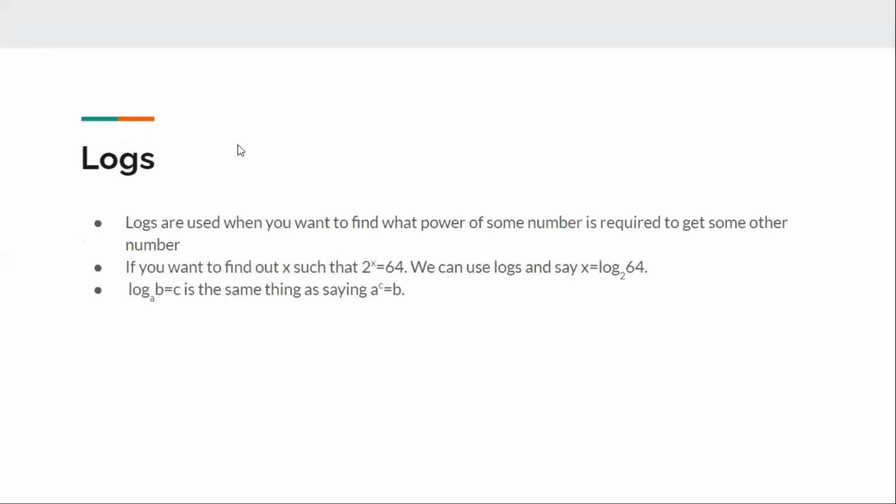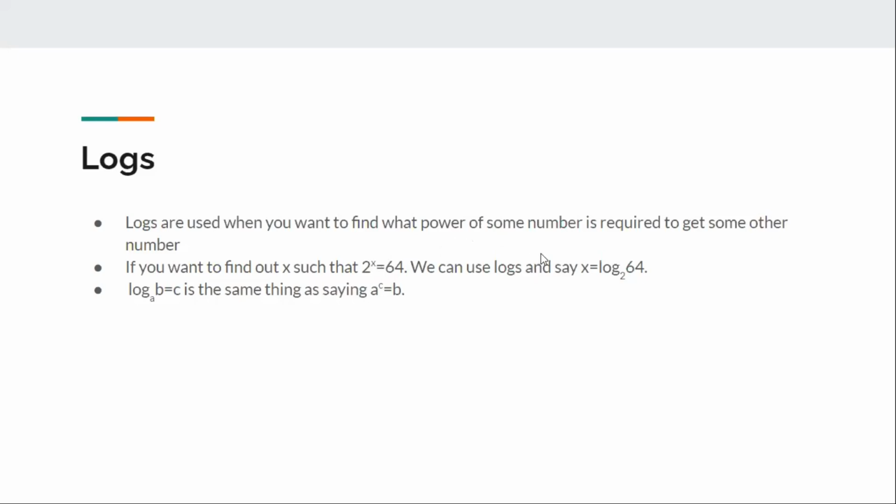Logs. Okay, so logs is kind of a different concept, but it's pretty similar to exponents. Logs are used when you want to find what power of some number is required to get some other number. What I mean by this is, let's say you want to find x such that 2 to the power x is equal to 64. You already know that this answer is 6, x is 6.